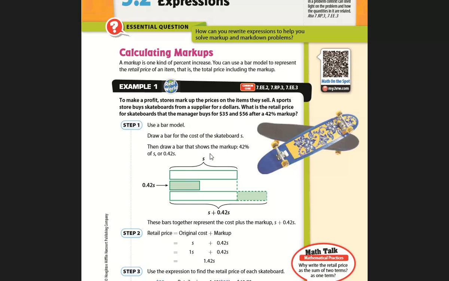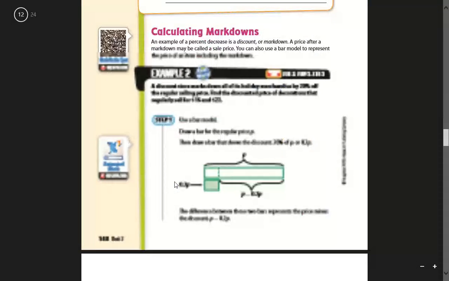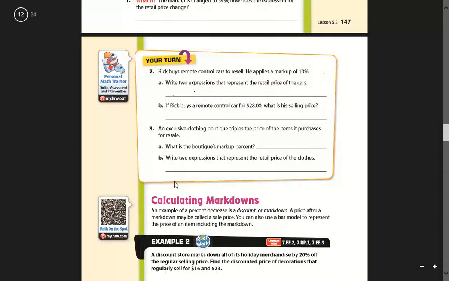Let's start from markup. When you say markup, this is one kind of percent increase. So before, when we find the percent increase, we add it to the original price. This time, let's have another way to do it. So let's have an example from your turn.